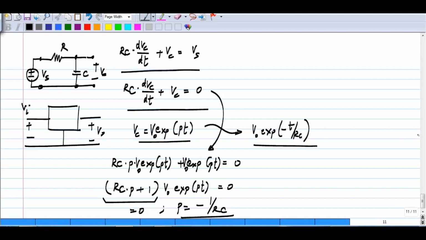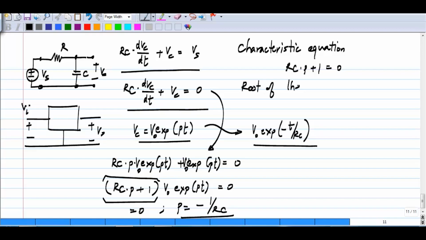So this is the characteristic equation, and the root of the characteristic equation, p, is minus 1 by Rc, and it has dimensions of frequency. This is as you expect, because the argument of the exponential is p times t, which should be dimensionless. So p has dimensions of 1 over time, or frequency.